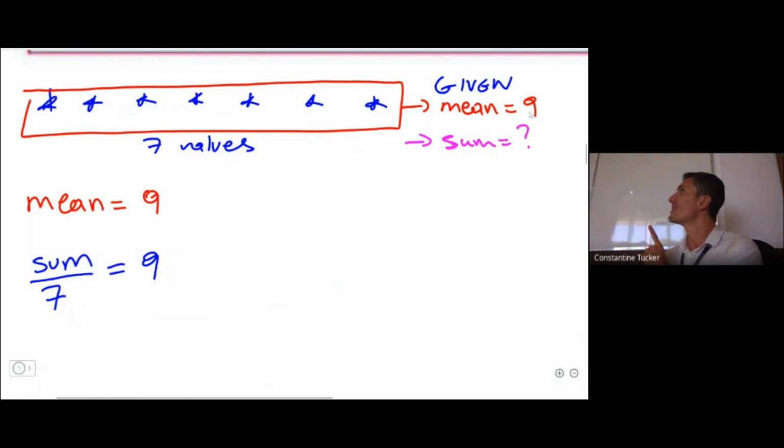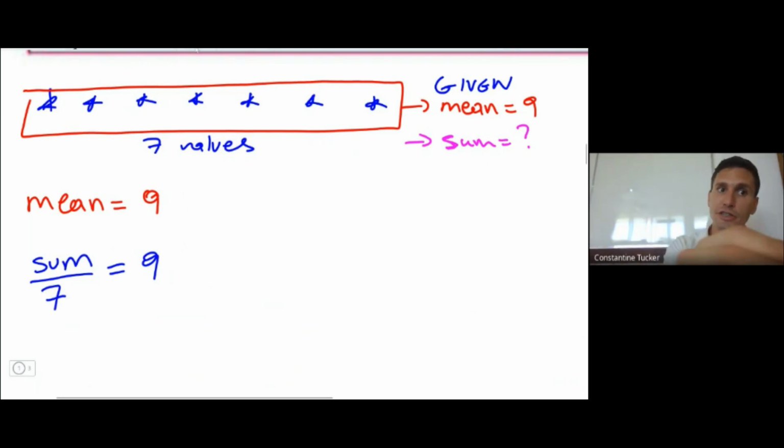The mean. Exactly. Which means that we have 7 values, which are 7 asterisks, and we don't know what they are. So we cannot know the sum of those directly, but we know that we have 7 values. If we know that the mean is 9, that means we have sum over 7 equals 9. So we have to divide the sum by 7. And now from this, can we find the sum in one step?